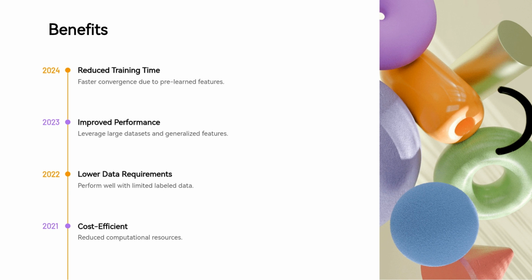Lower data requirements. Transfer learning can be especially useful when you have limited labeled data for the target task. The model can still generalize well by utilizing knowledge gained from a larger dataset. Cost-efficient. Using pre-trained models reduces the need for computational resources, as you are not training a complex model from the ground up. These benefits make transfer learning a go-to approach for many real-world AI applications.